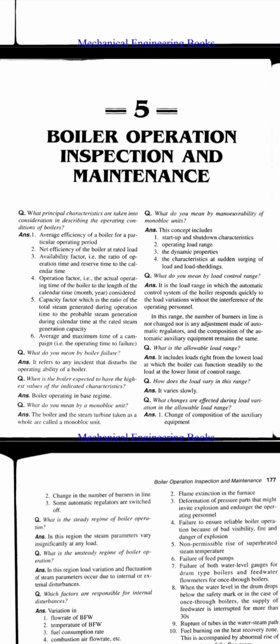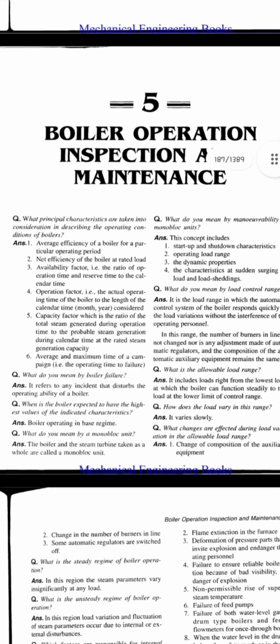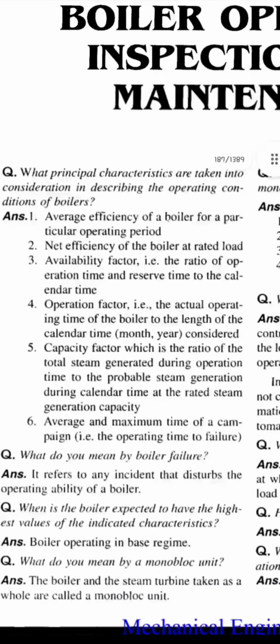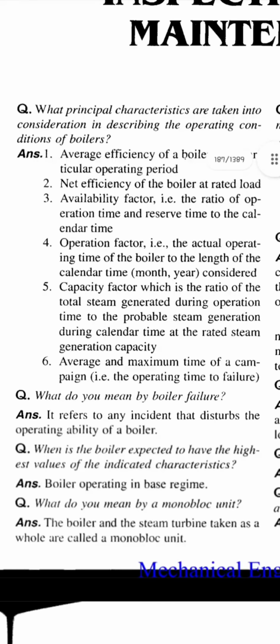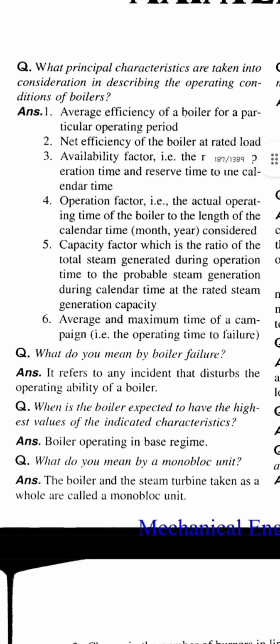This is page number 176, fifth chapter, boiler operation, inspection and maintenance. First question, what principal characteristics are taken into consideration in describing the operating conditions of boilers? Answer, average efficiency of a boiler for a particular operating period, net efficiency of the boiler at rated load.